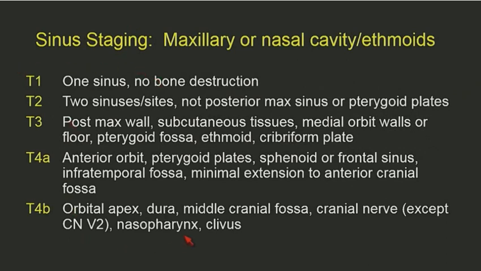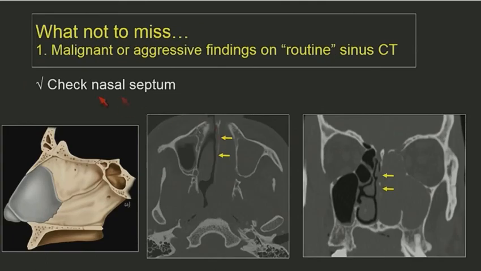This is the current staging for sinonasal carcinoma. I'll be going through some of this, but let me point out that a T1 tumor has no bone destruction. The number of times we see a T1 carcinoma is vanishingly rare. I think I've seen 1 in 30 years. Why? There's no bone destruction. There are no malignant characteristics. And this is a great guide for what you need to put in your dictation. It tells you what to mention.